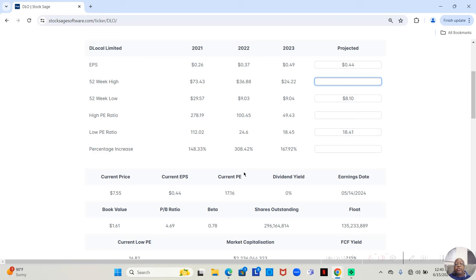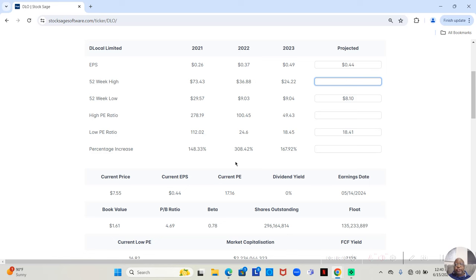Low price was $9.03. High price was $36.88. That was an increase of 308.42% over the course of the year. And lastly, we have 2023. The low price was $9.04. High price, $24.22. That was an increase of 167.92% over the course of the year, right?